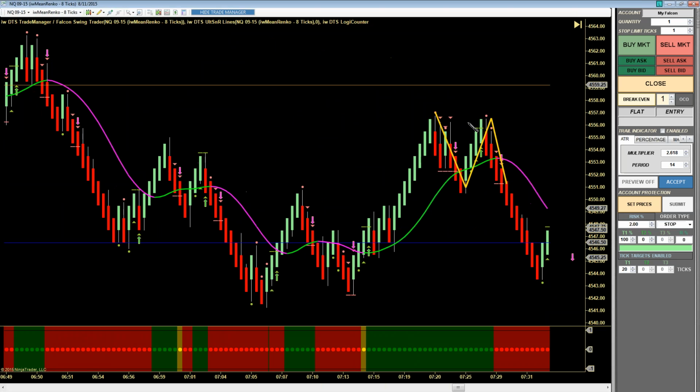If you get structure like this, where the buyers are obviously losing their grip on the market and the sellers are forcing them back, and you produce a sell signal, go for it. Here's a little test of the extreme to the downside and an early trend change signal higher. So a couple of great opportunities within the span of about 15-20 minutes.